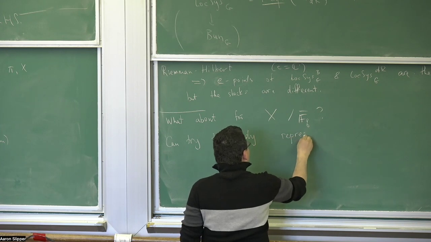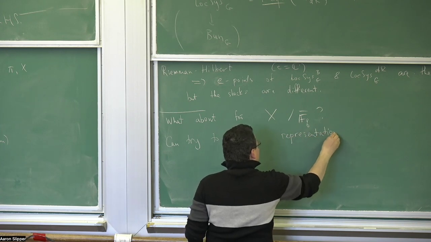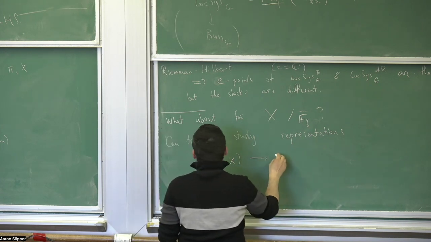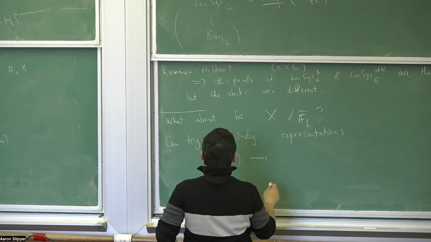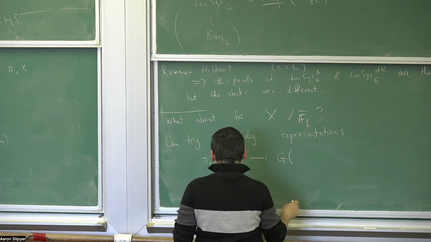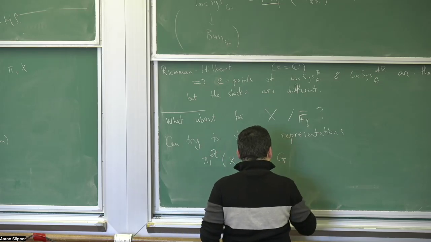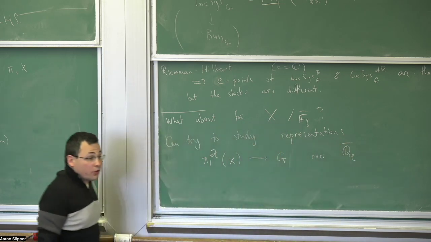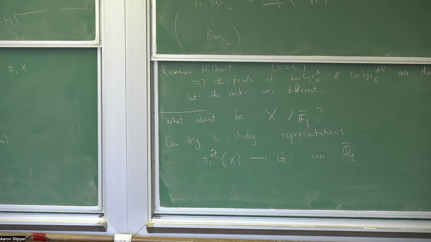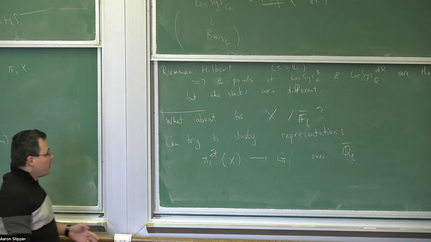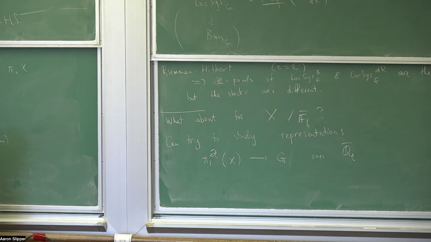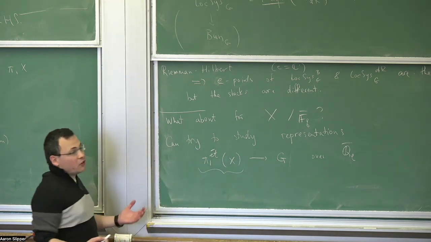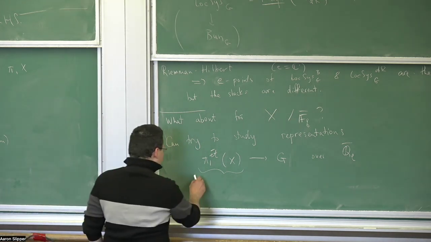representations of the étale fundamental group of X into G over now Q_l bar. Now our group is over Q_l bar. That's the natural coefficients to consider. So what's the problem? The problem is that this is not a discrete group anymore. This has a topology. So this is a profinite group.